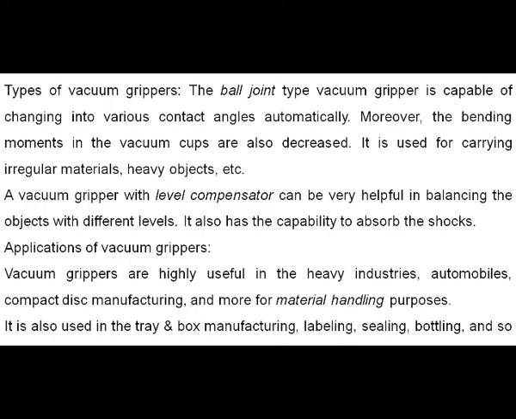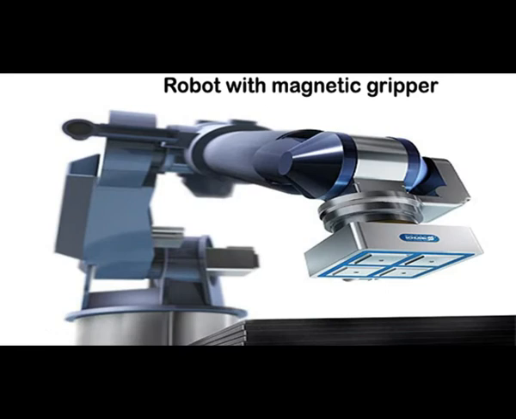Applications of vacuum grippers. Vacuum grippers are highly useful in heavy industries, automobiles, compact disc manufacturing and more material handling purposes. It is also used in tray and box manufacturing, labeling, sealing, bottling and soap packing industries.